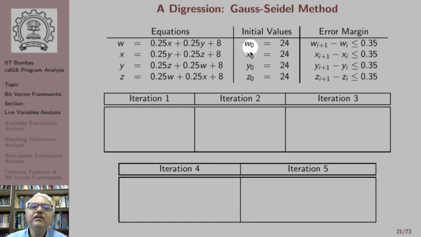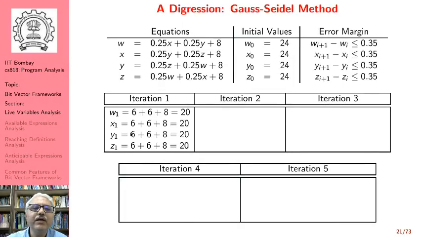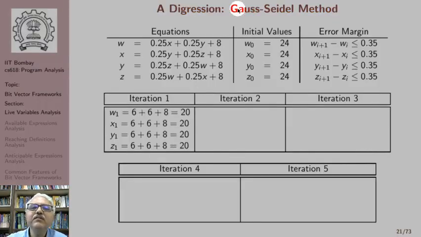So starting with w0, x0, y0 and z0, we now want to compute in iteration 1 w1, x1, y1 and z1. It's easy to see that we divide all these numbers by 4 and add 8 to it. So we have 6 plus 6 plus 8, 20. 6 plus 6 plus 8 is 20, 6 plus 6 plus 8 is 20, 6 plus 6 plus 8 is 20. Here we are discussing the Gauss-Seidel method. So what we are doing is, in order to compute w1, we are picking up all values from w0.